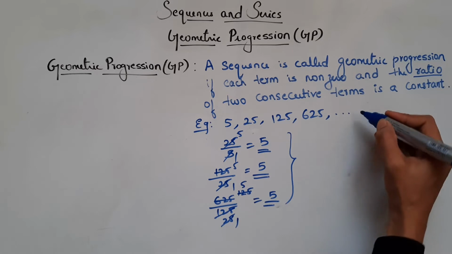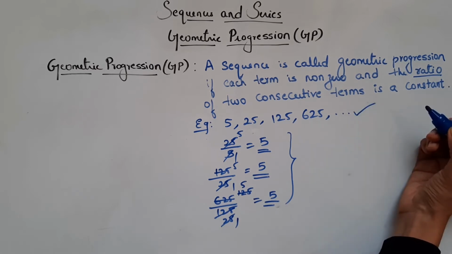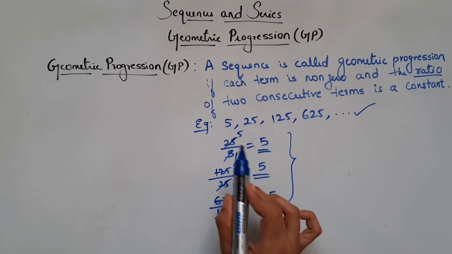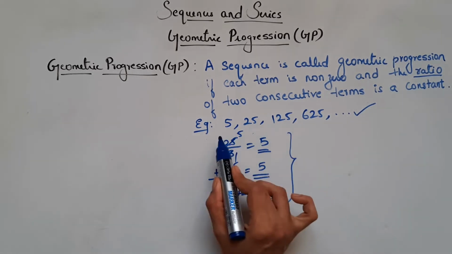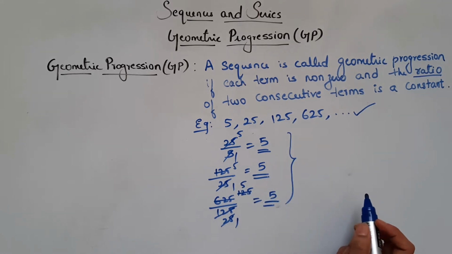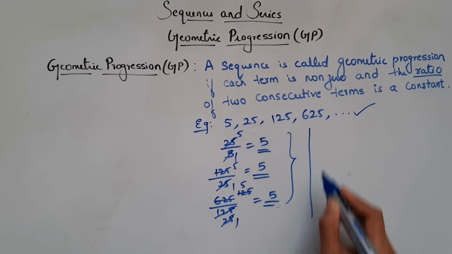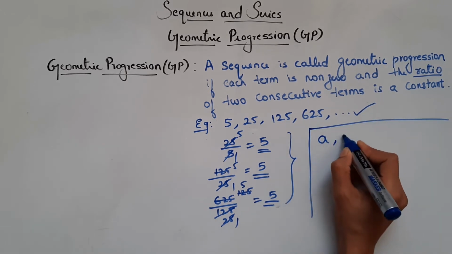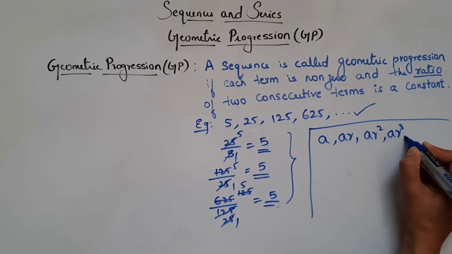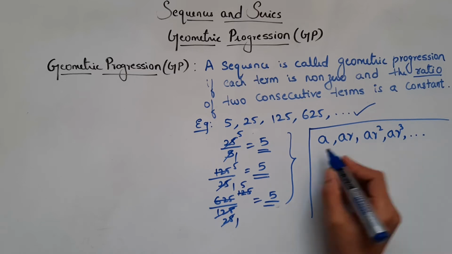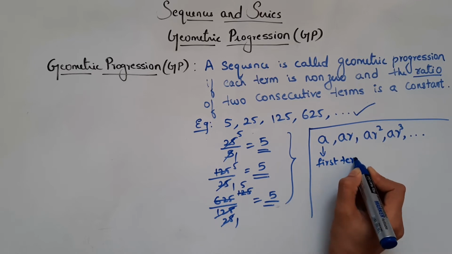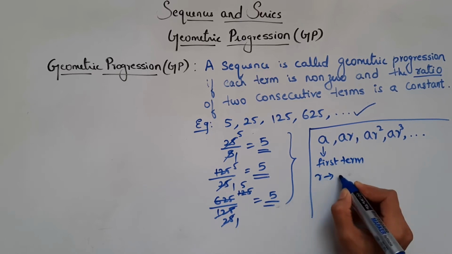So therefore we can say this sequence is a GP, that is geometric progression. So therefore geometric progression is nothing but a sequence in which each term is non-zero and the ratio of two consecutive terms is a constant. Such a sequence is called a geometric progression. This geometric progression is of the form A, AR, AR square, AR cube and so on, where A is nothing but the first term and R is the common ratio.